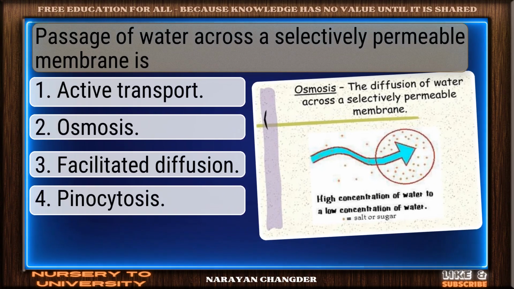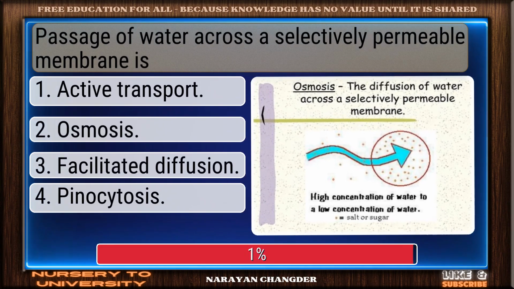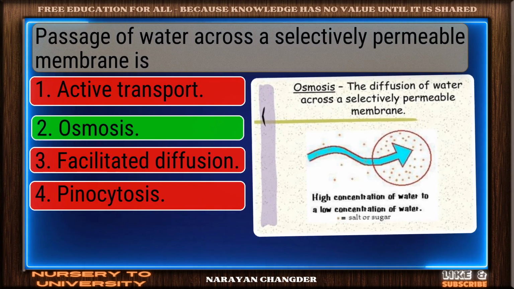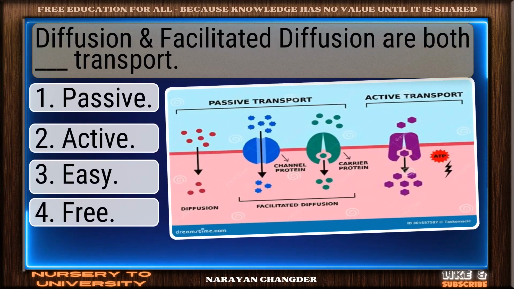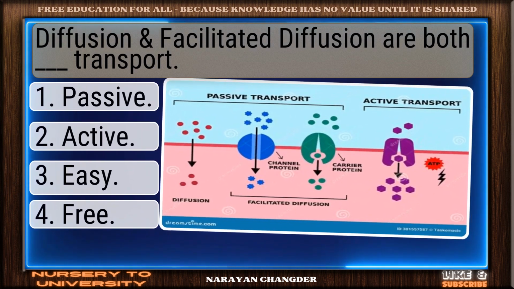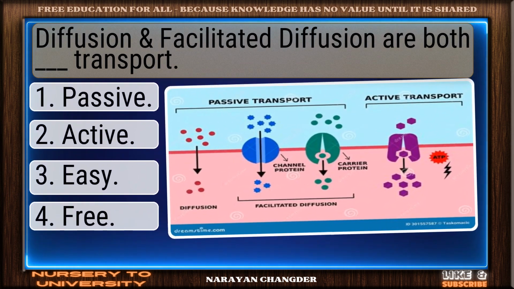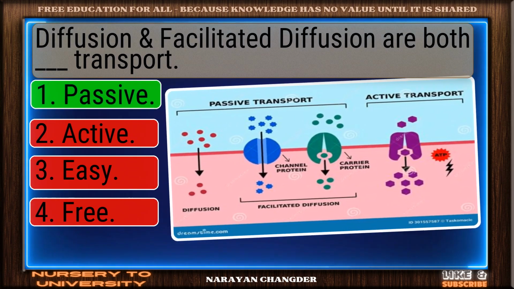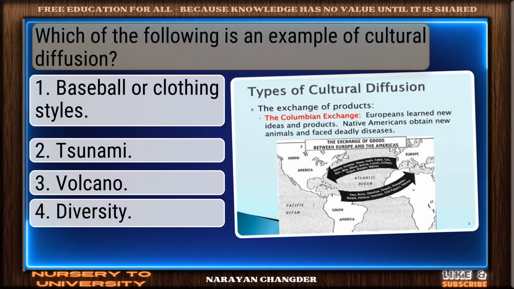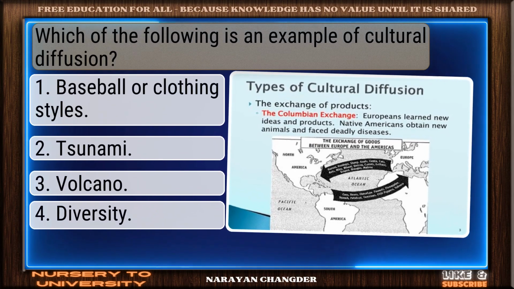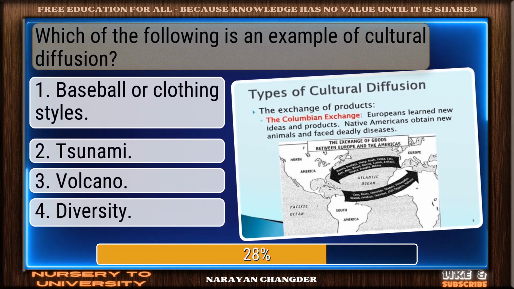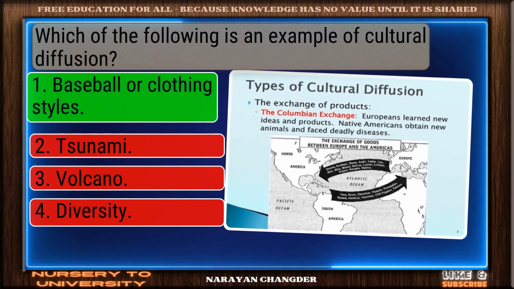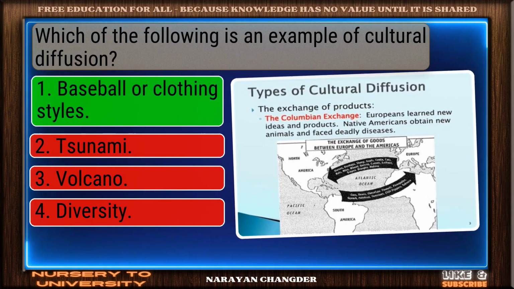Passage of water across a selectively permeable membrane is. Excellent choice. Osmosis is the right answer. Diffusion and facilitated diffusion are both transport. Sharp thinking. Passive is the right choice. Which of the following is an example of cultural diffusion? Smart move. Baseball or clothing styles is an accurate answer.